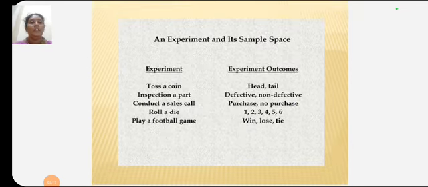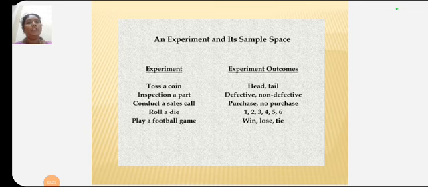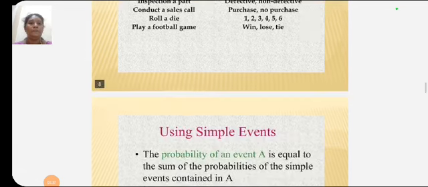Okay, and here we can see some experiments and their sample spaces. So if we toss a coin, then the outcome will be either head or tail. If we are inspecting a part, then the outcome can be either defective or non-defective. And if we roll a die, we can have an outcome as either 1, 2, 3, 4, 5 or 6. If we play a game, then we can either win or lose, or we can have a tie.